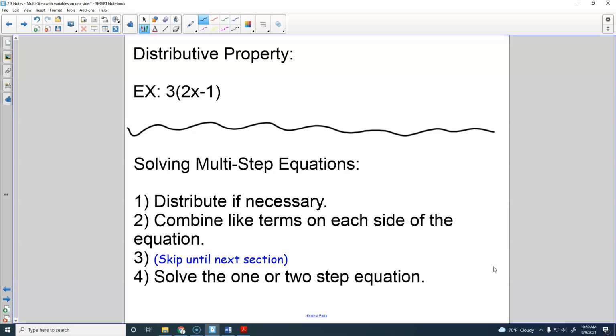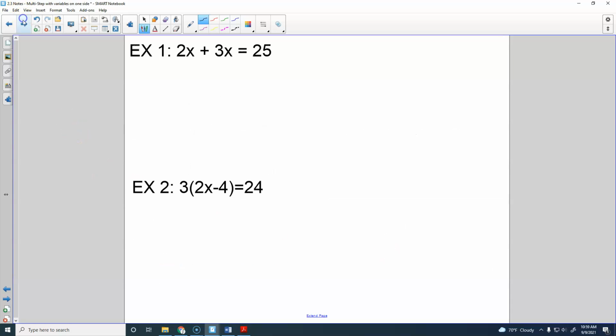First thing you're going to do is distribute, if necessary. Some problems you don't have to distribute on. The second thing you're going to do is combine like terms on each side of the equation. There's going to be a third step whenever we start tomorrow looking at having variables on both sides, but today you're not going to have to worry about that. And then the fourth step, once you do 1 and 2, you should be down to either a 1 or 2 step equation that you can solve like we've been doing over the past couple days. Okay? So here is our first example.